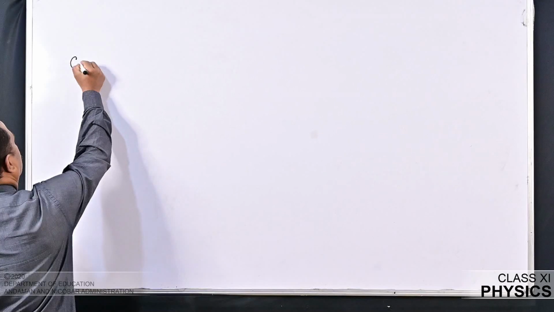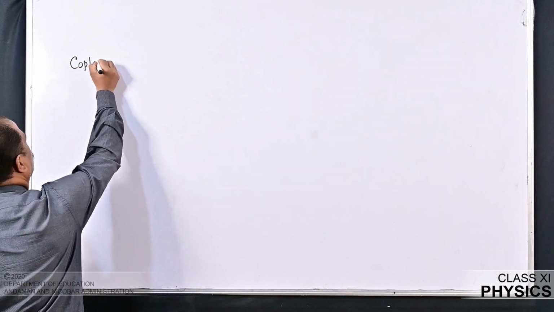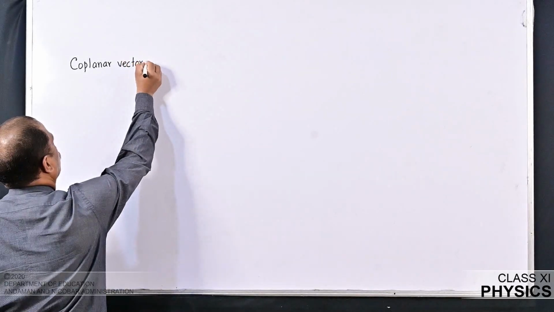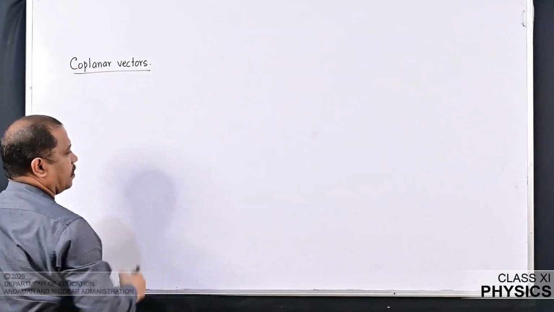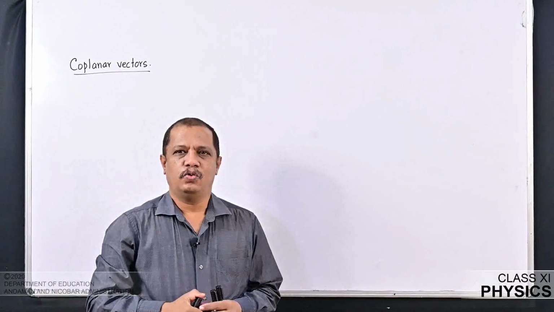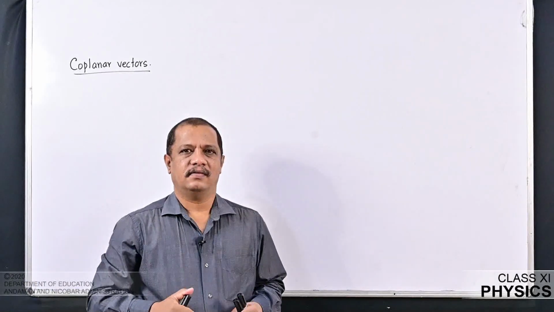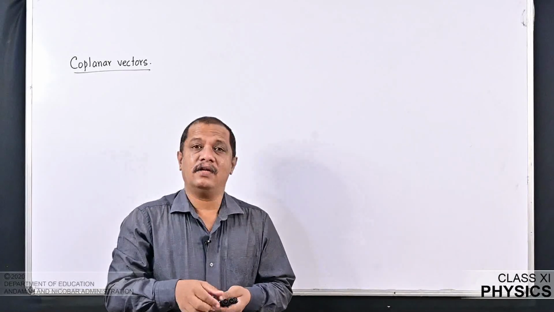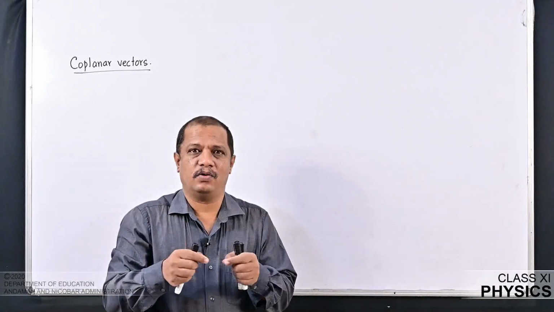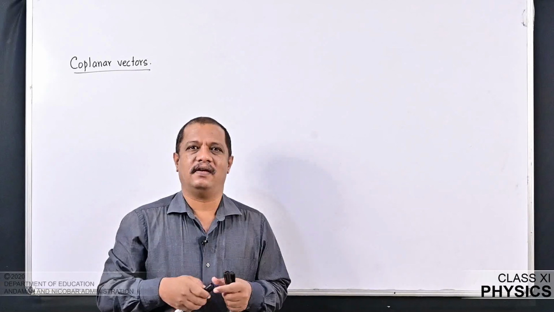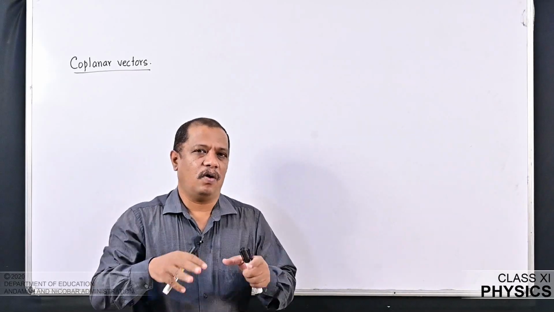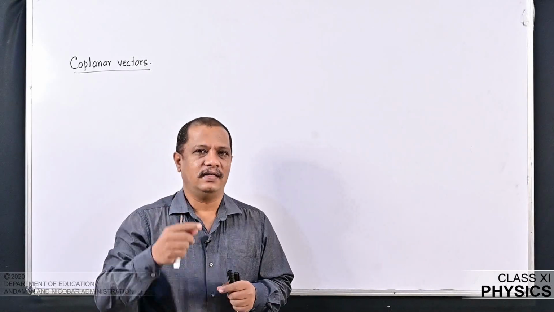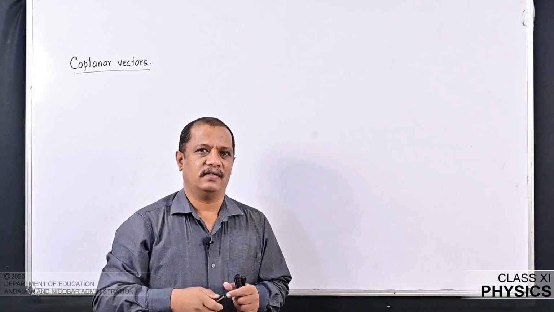So, what is a coplanar vector, or coplanar vectors, I must say? When I have two or more vectors, and if all the vectors can be aligned on a single plane, a two-dimensional plane, then I call all these vectors collectively coplanar vectors. I said two or more vectors.